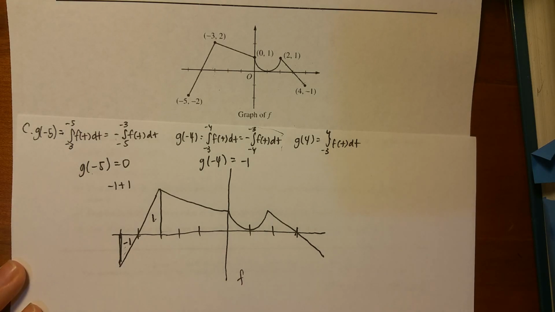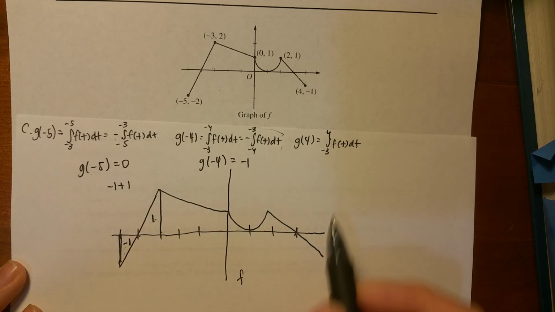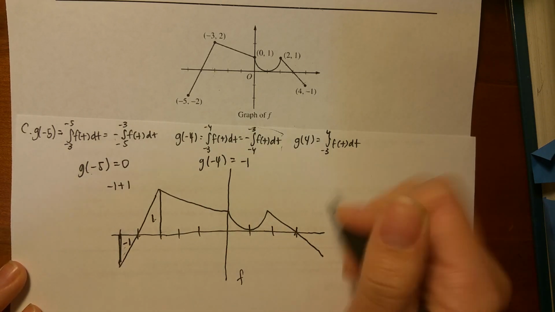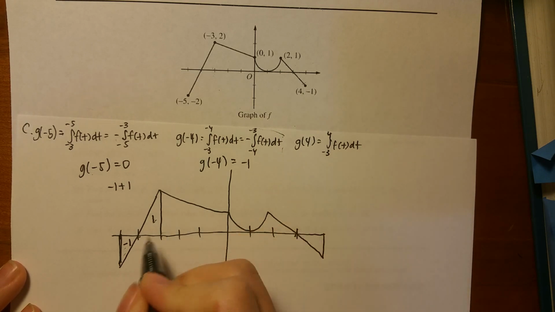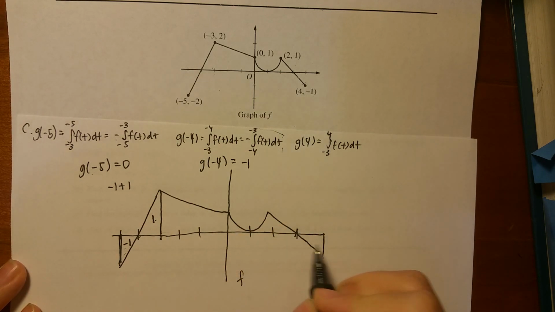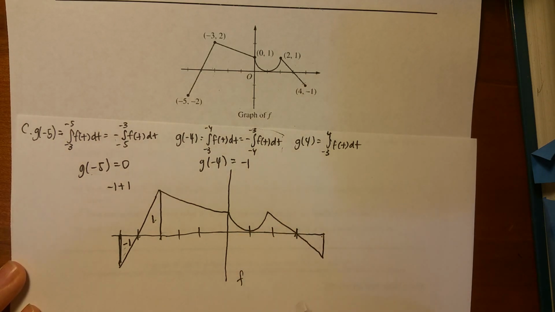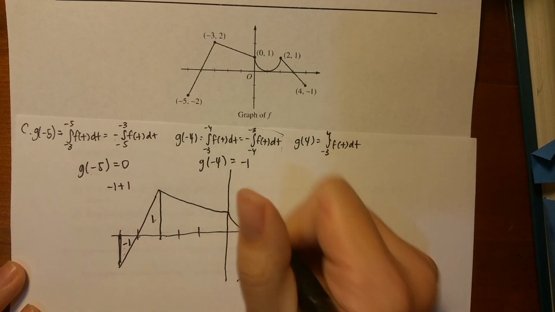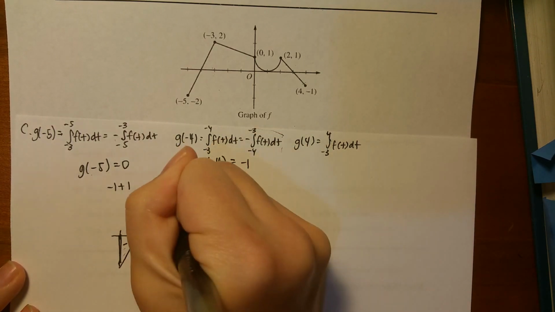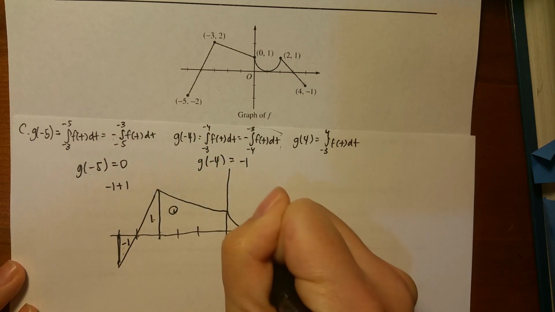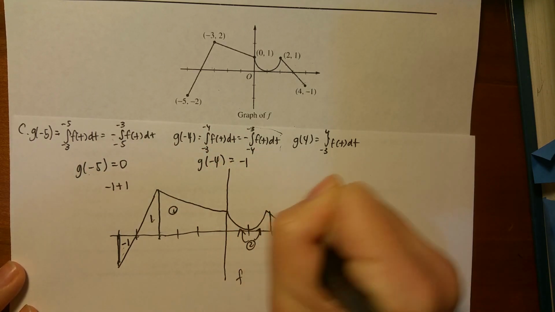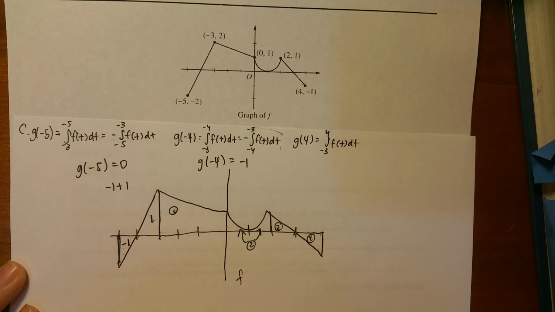Now, the hardest part, let's find g of 4. We can split this into 4 shapes. So g of 4 will be found by taking the area bound by the x-axis from -3 to 4. So that means g of 4 is basically just the area of this entire shape right here. So let's split this into 4 shapes. I will label it and circle it. So shape 1, these two will be shape 2, shape 3, and shape 4.